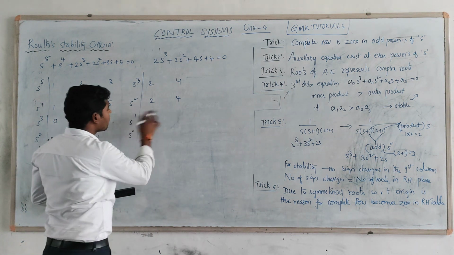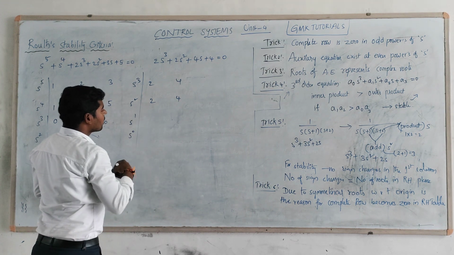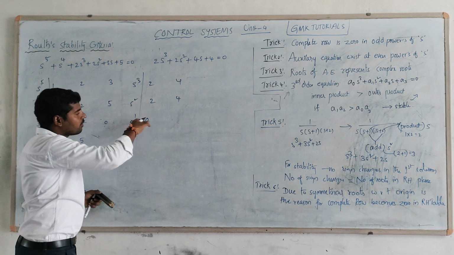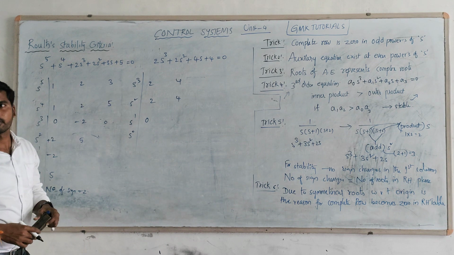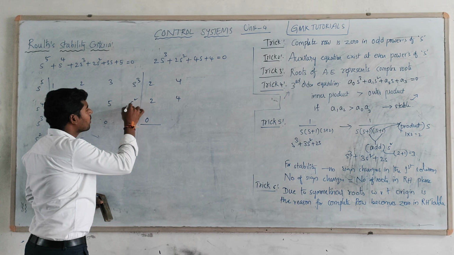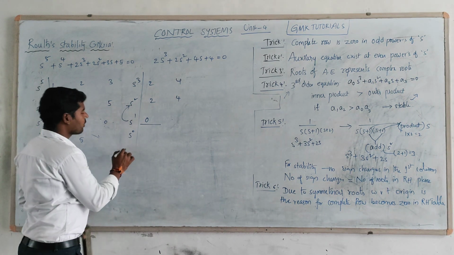So s power 1, and obviously there is a possibility for this, and that means you will get a 0. That means a complete row is equal to 0. This is only in s power 1. That means the complete row is equal to 0. At that time, you will take the previous one. If you have a complete row of 0, then what we should do is consider the auxiliary equation. So you need to form the auxiliary equation.